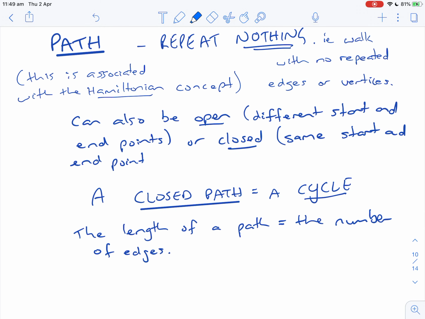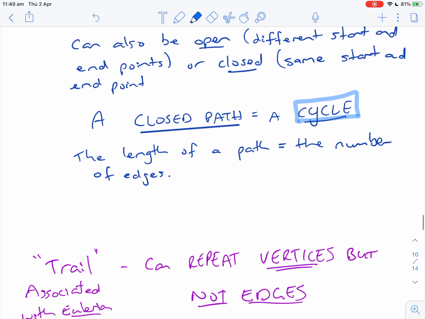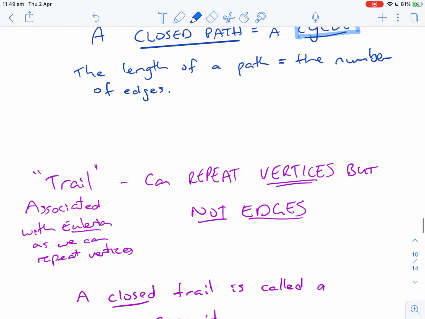If it's a closed path, then we also use the term of cycle. So in a cycle, we're going to start and end at the same point, but the important part of a cycle is that you haven't repeated anything. The length of a path equals the number of edges once again.